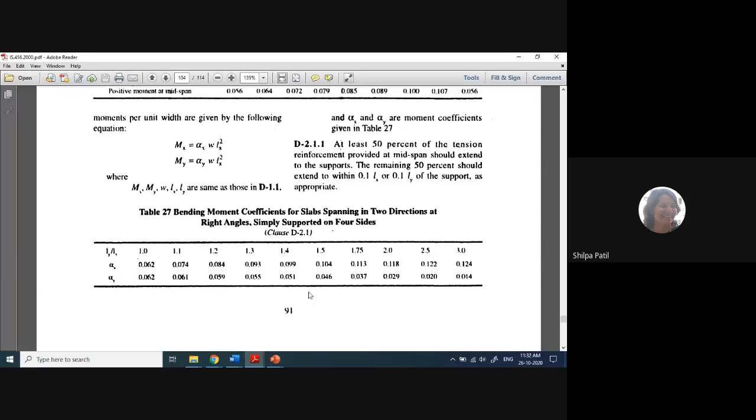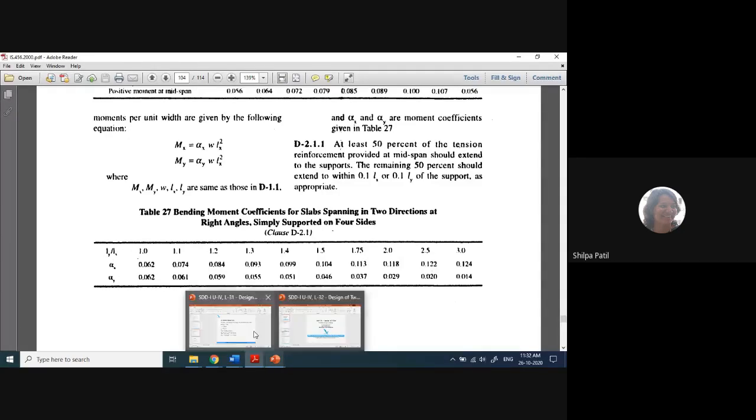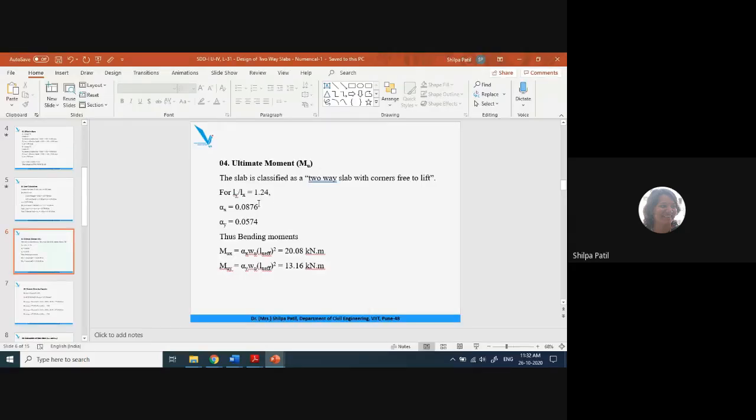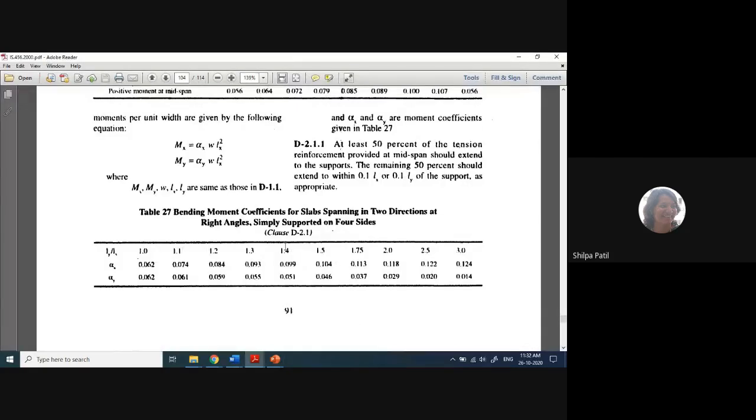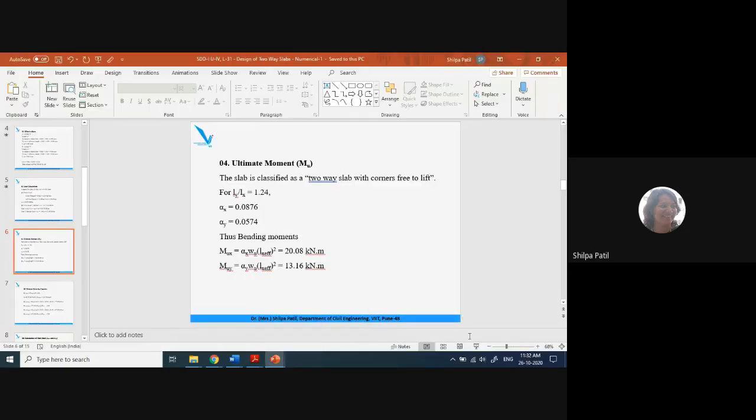Okay. So to find the coefficients alpha x and alpha y, we first have to find the ratio Ly by Lx, which is already calculated here. Ly by Lx we have calculated as 1.24. Now that ratio is not directly available in the table. The value is between 1.2 and 1.3, so alpha x and alpha y are to be interpolated between these two values. Alpha x will be between 0.084 and 0.093, and alpha y will be between 0.059 and 0.055. After interpolation, the values are coming like this.